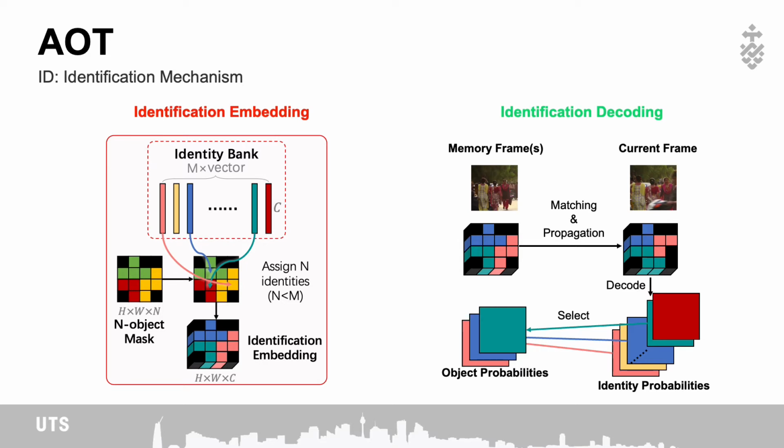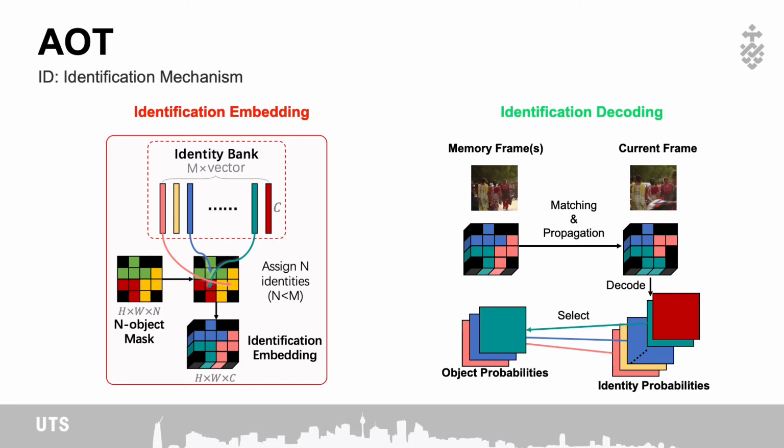For associating and decoding all the objects, instead of propagating single object masks like previous VOS methods, we propagate our multi-object identification embedding from memory frames to the current frame at once. Thus, we can learn the correlations among all the objects and decode their probabilities and segmentations uniformly.